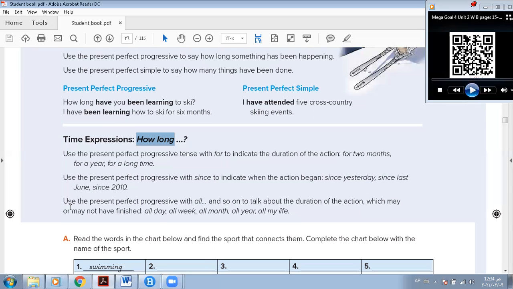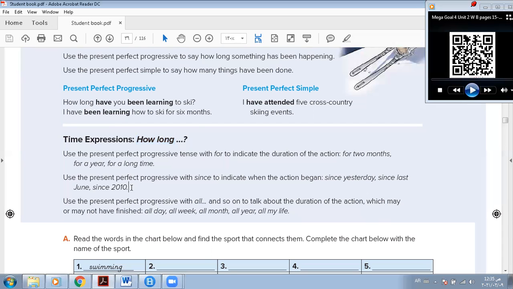At the end, I want to say we can use the present perfect progressive with all. As I told you when I explained, we can use all with the present perfect progressive to talk about the duration of the action, which may or may not have finished. As you see, all day, all week, all month, all year, all my life. Okay, this is the lesson of today, my dear students.